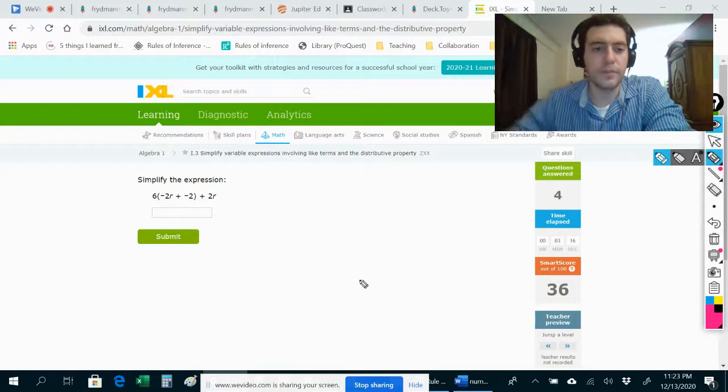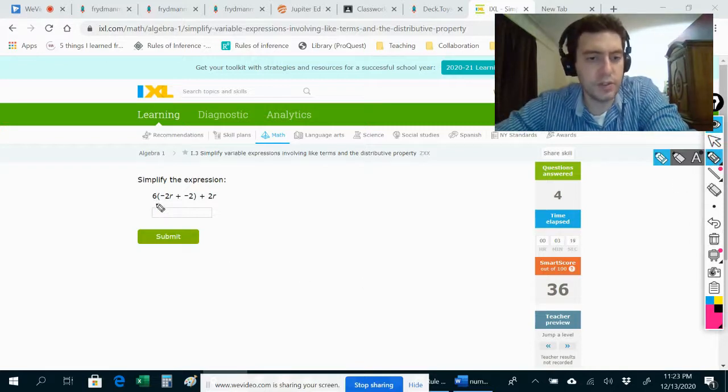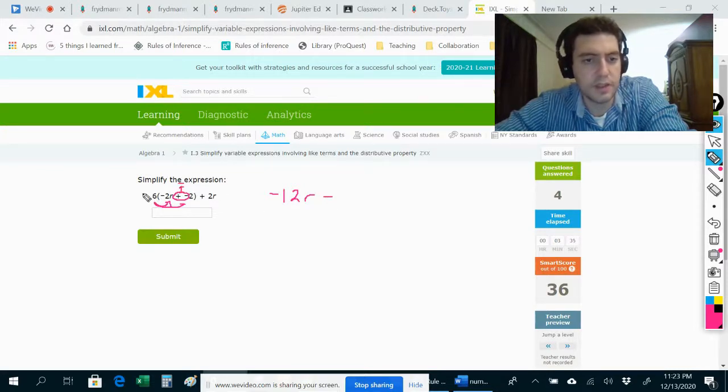Right now, again, we're going to distribute 6. So positive times negative is negative. So negative 12r, positive times, well, this I can change to a minus. And I can think of that like a negative. So positive times negative is negative again. And then this is going to give me 6 times 2 is 12. And then I have this plus 2r over here.